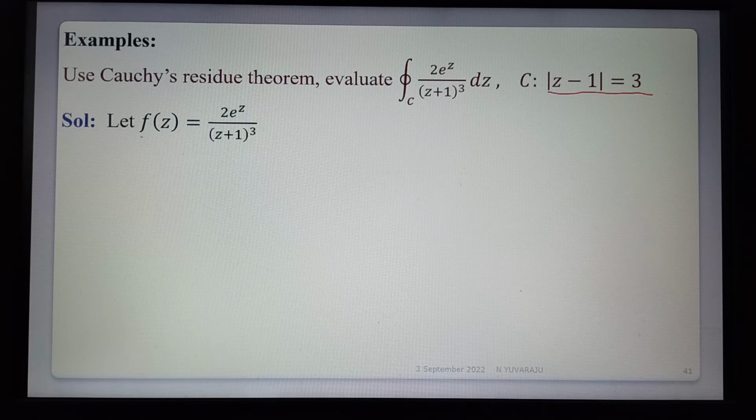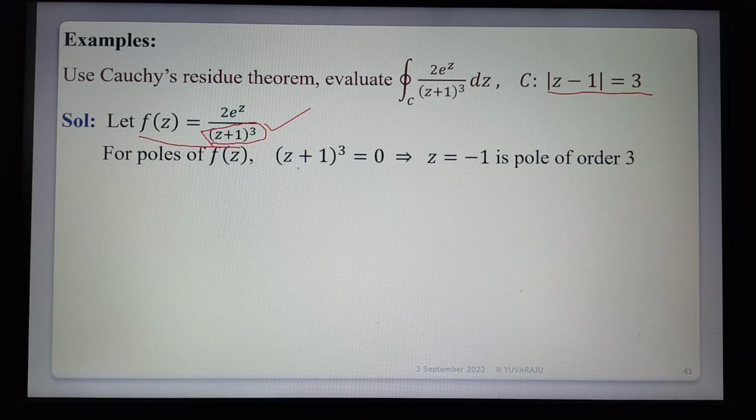Let the function f of z be equal to 2 e power z by (z plus 1) whole cube. To find the poles, the denominator must be equal to 0, for poles of f of z. The denominator (z plus 1) whole cube is equal to 0, so z is equal to minus 1. z equals minus 1 is a pole of order 3, because the pole minus 1 is repeated 3 times. So that is order 3.